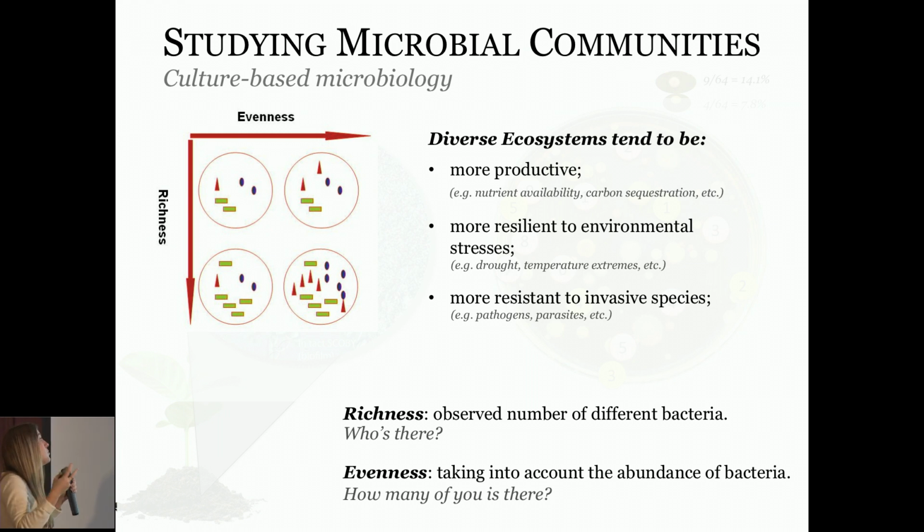Diverse ecosystems tend to be more productive and more resilient, and more resistant to invasive species. So diversity is good, and we want soil diversity. So basically, we're trying to find the one that gives us the most soil diversity.